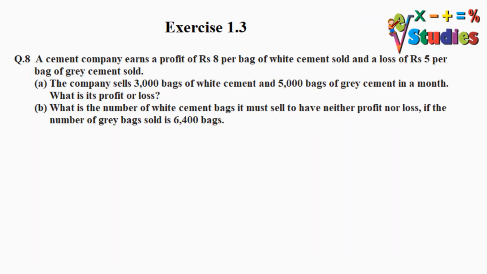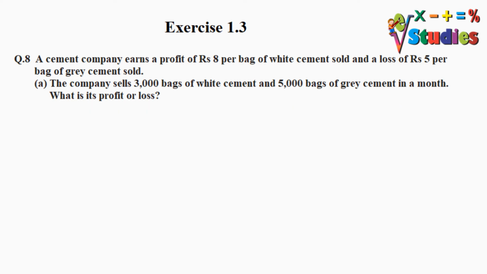Now, let's look at question number 8 of exercise 1.3. It says that a cement company earns a profit of rupees 8 per bag of white cement sold and a loss of rupees 5 per bag of grey cement sold. Here we have 2 questions, A and B. So we'll look at A first. Question A says that the company sells 3,000 bags of white cement and 5,000 bags of grey cement in a month. What is its profit or loss?